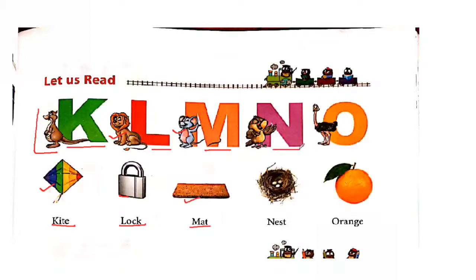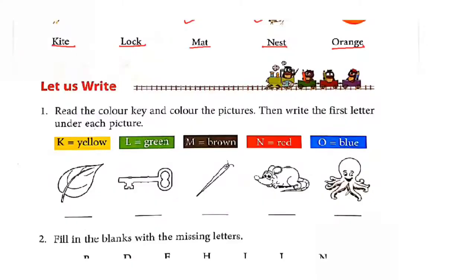N for nestling. Nestling is the baby bird. So N for nestling. And N for nest. N-E-S-T, nest. O for ostrich. This is the picture of an ostrich. And O for orange. So these are the next 5 letters. K-L-M-N-O. Now read the color key and color the pictures, then write the first letter under each picture.